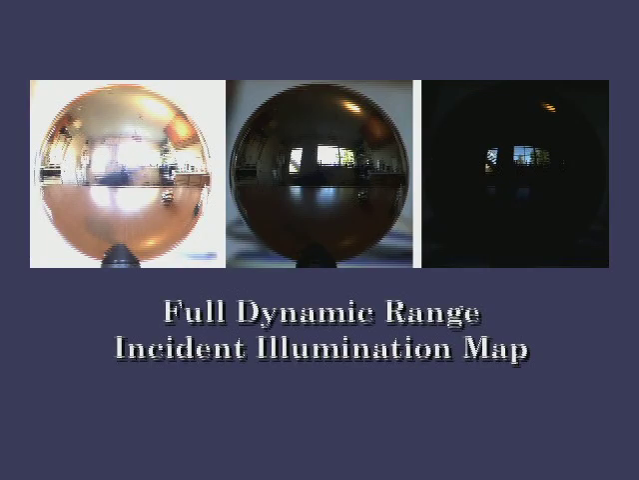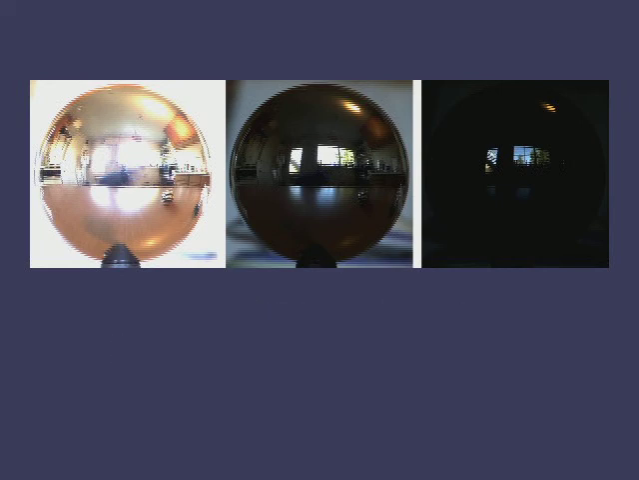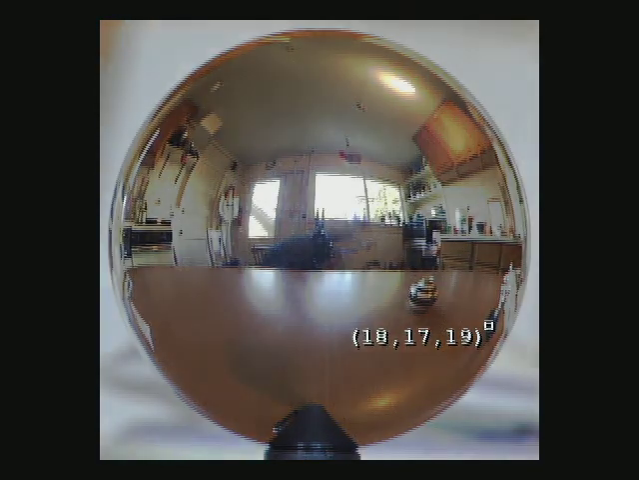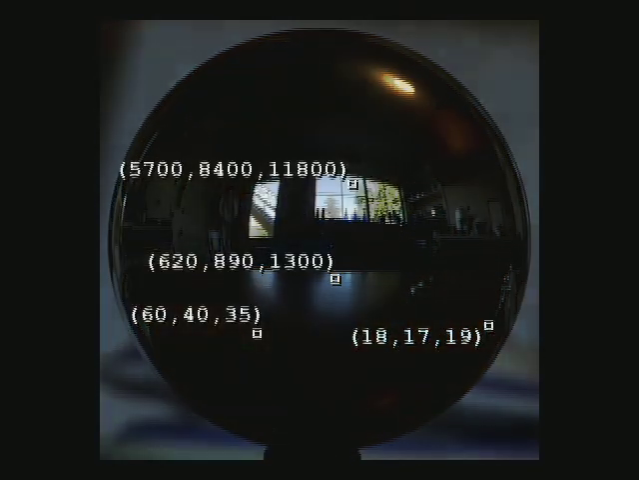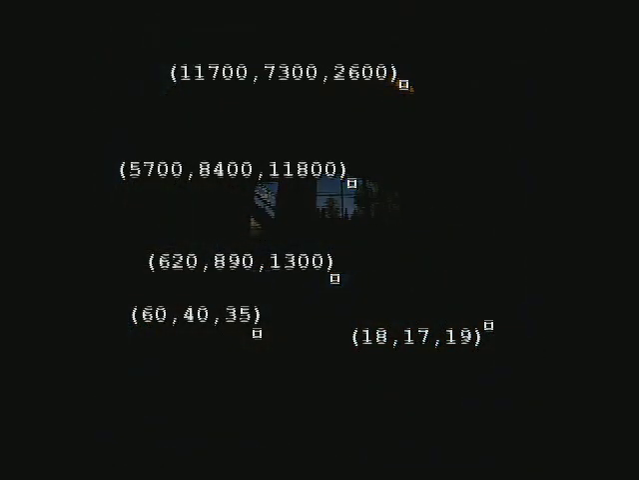We can recover accurate measurements of incident illumination using the high dynamic range photography technique presented by Debevec and Malik at SIGGRAPH 97. Using this technique, we can combine pictures with varying exposure times into a single representation that accurately records the intensity, color, and direction of all forms of direct and indirect illumination.